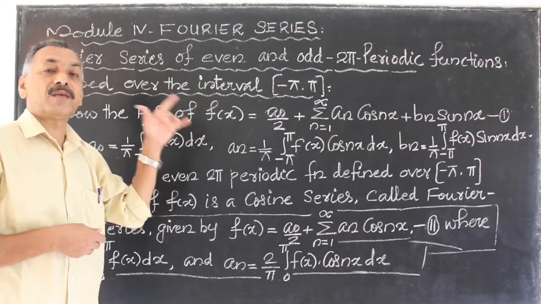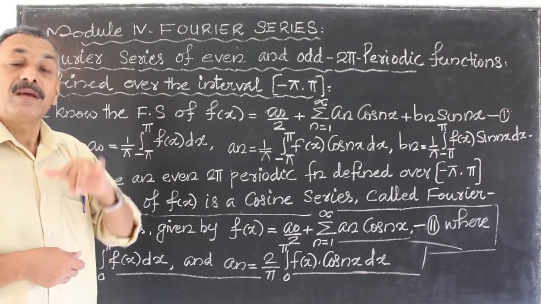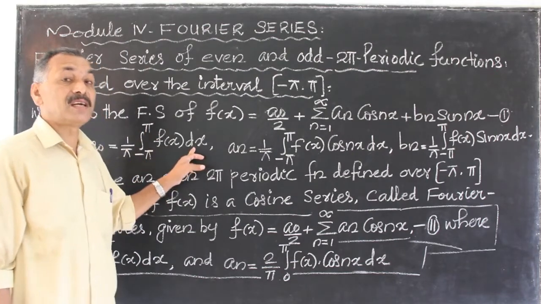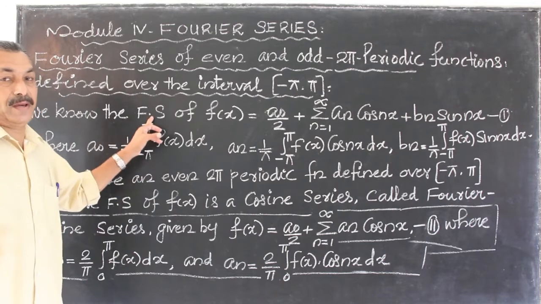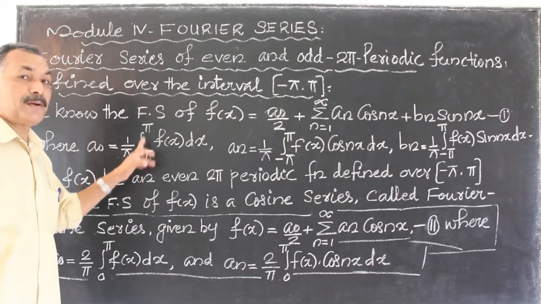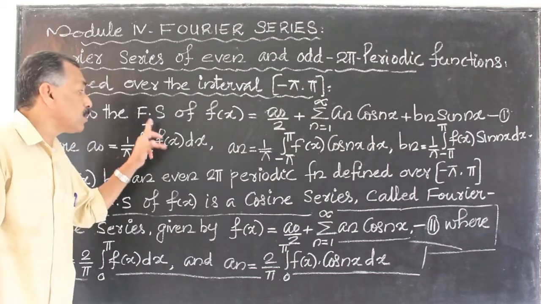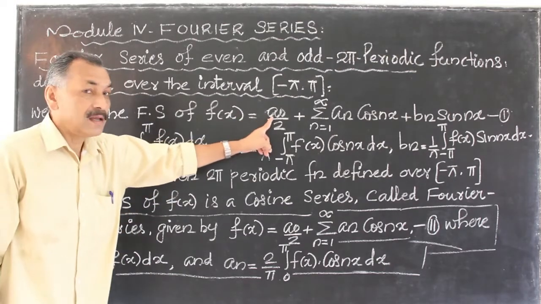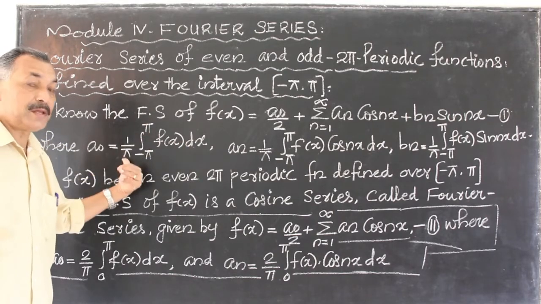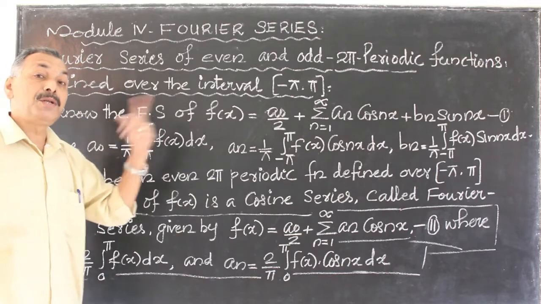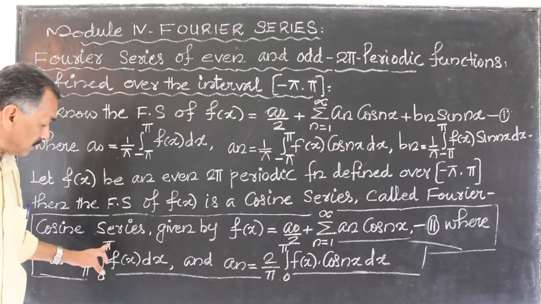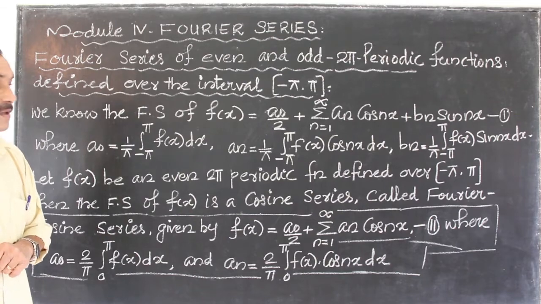That means the integral minus pi to pi f of x dx is equal to 2 into the integral 0 to pi f of x dx, that is, double the right side area. Then a0 is equal to 1 by pi integral minus pi to pi f of x dx, which is 1 by pi into 2 into integral 0 to pi. So a0 is equal to 2 by pi integral 0 to pi f of x dx.